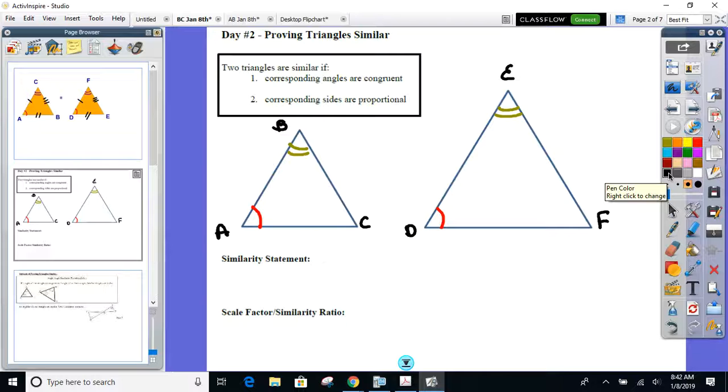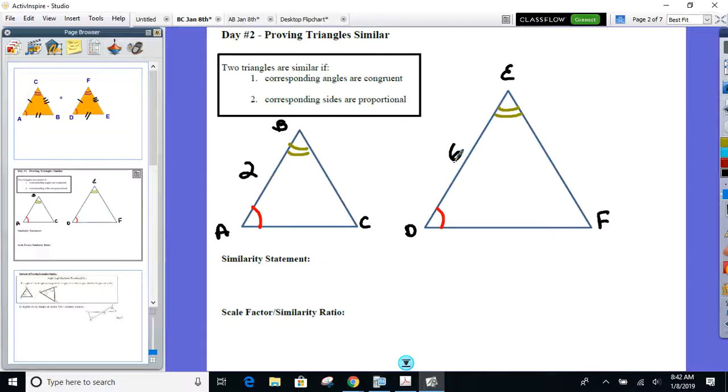Here's what I'm talking about. Let's call that one 2. Let's call that one 6. 3 and 9. 4 and 12. Are these triangles congruent? No, their corresponding sides are not congruent, but they are similar because everyone see that corresponding sides are in the same ratio. We all see that.